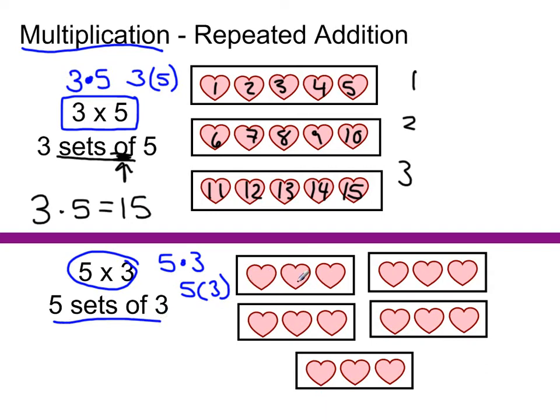So here are my 3 hearts, and I have 5 sets of them. But when I add up each individual heart, I still come up with 15. Now I would normally torture you in class, but for the sake of time, I'll let you count the number of hearts, and trust me when I say 5 times 3 is in fact 15.